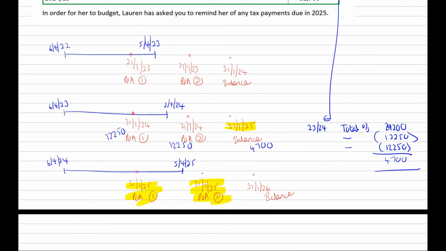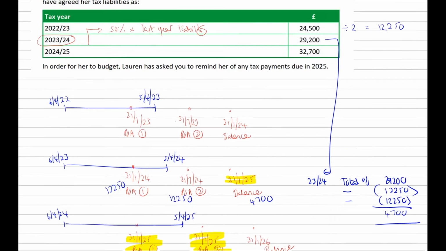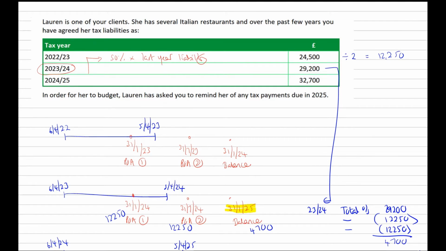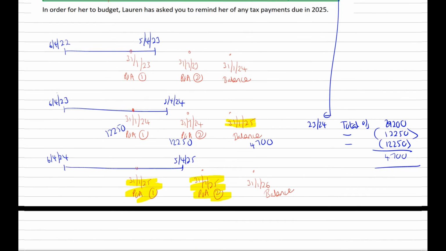And I've highlighted everything that I need for this question so I can keep going, because I then move on and repeat the process for the next tax year. So my next tax year is 24-25, and in my 24-25 tax year, I would make payments on account based on 50% of last year's liability. So last year's liability was now 29,200.